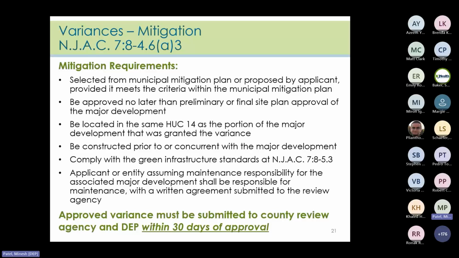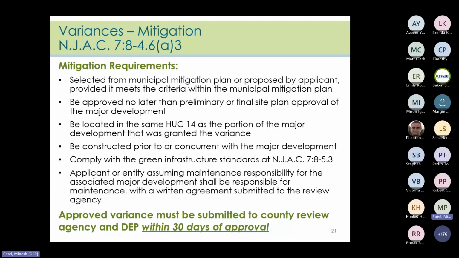There's a lot more to the mitigation requirements that must be met to obtain approval of a variance. Mitigation must be part of the municipal stormwater management plan and follow these new requirements. It must be selected from the municipal list of mitigation projects, or it could be proposed by the applicant if it meets the criteria for the municipal mitigation plan. It must be approved no later than the preliminary or final site plan approval.